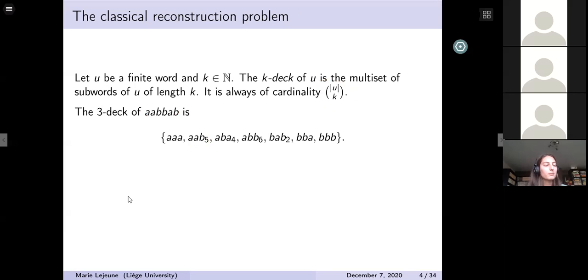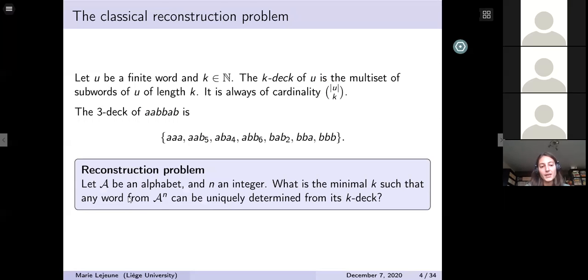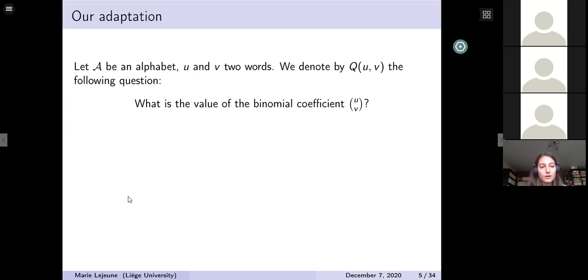It's the classical binomial coefficient. And so the classical reconstruction problem, if we have an alphabet and an integer n, we are interested in the minimal integer k such that any word of length n can be uniquely determined from its k-deck. And our variant of the problem is the following. We are going to ask questions of the type, what is the value of the binomial coefficient UV?